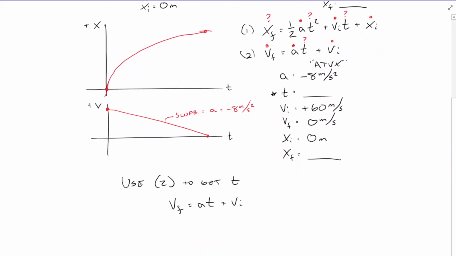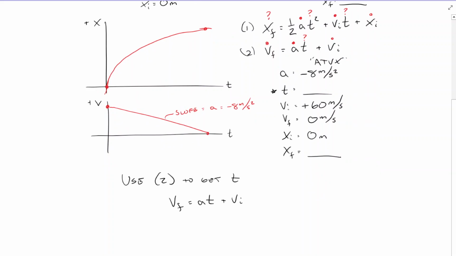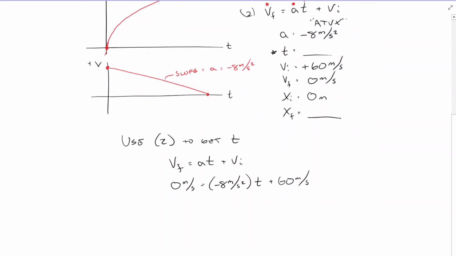And now I'm just going to substitute in my values. V final is 0 meters per second. A is negative 8 meters per second squared. My time is unknown, I'll leave it there. Plus my velocity when I start of 60 meters per second. And now it's an algebra problem. Right? I have negative 8t plus 60.